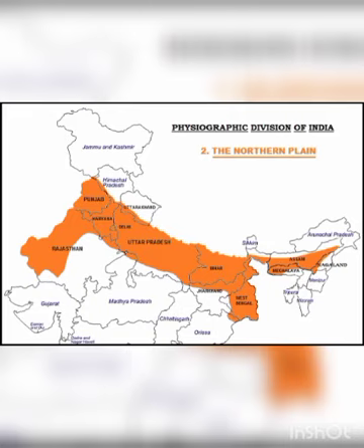Okay. The importance of the northern plains. It is very useful for our country, because the northern plains are called the food bowl of India. It is very fertile and produces a wide variety of crops such as rice, wheat, maize, sugarcane and so on. They meet the food requirements of a large population. Can you understand? It is because it is very fertile.